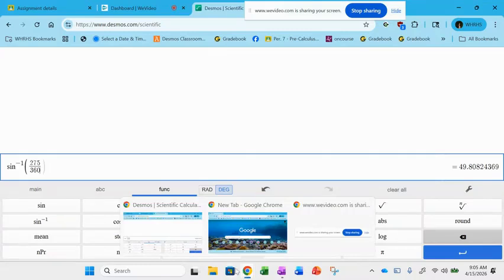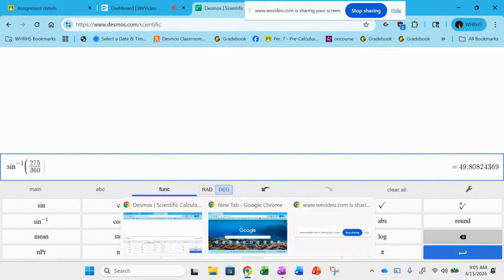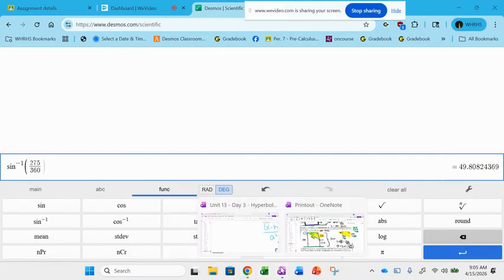Oops, what happened here? There we go. And that's going to be 49.80, which is 49.8 degrees.